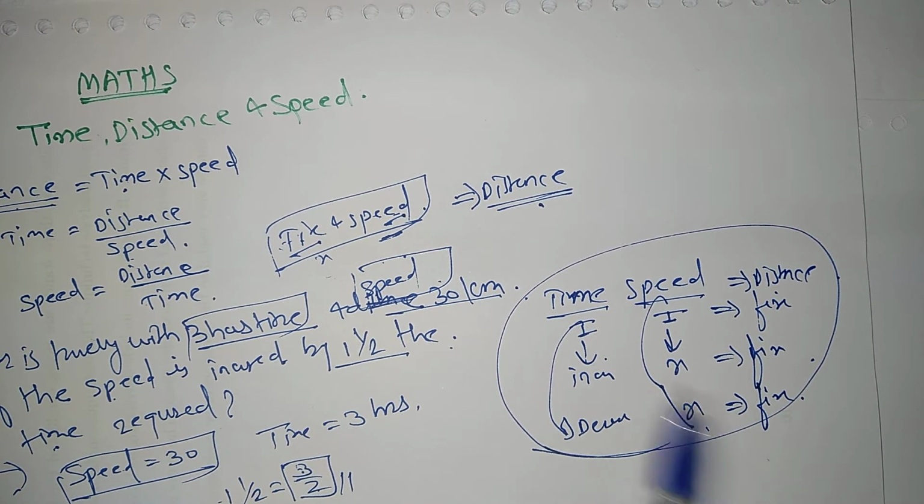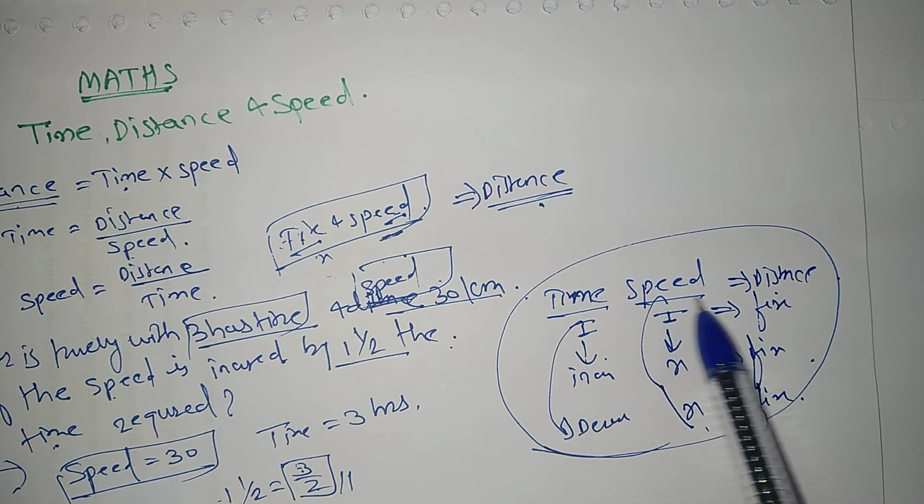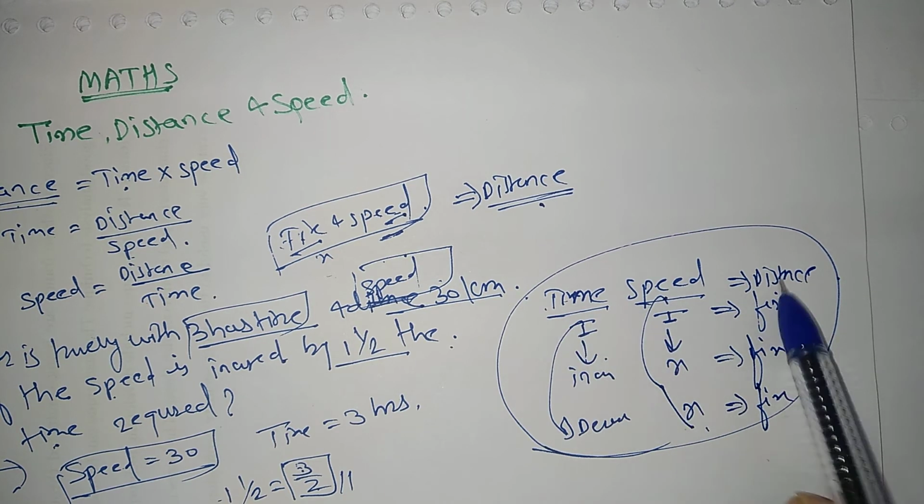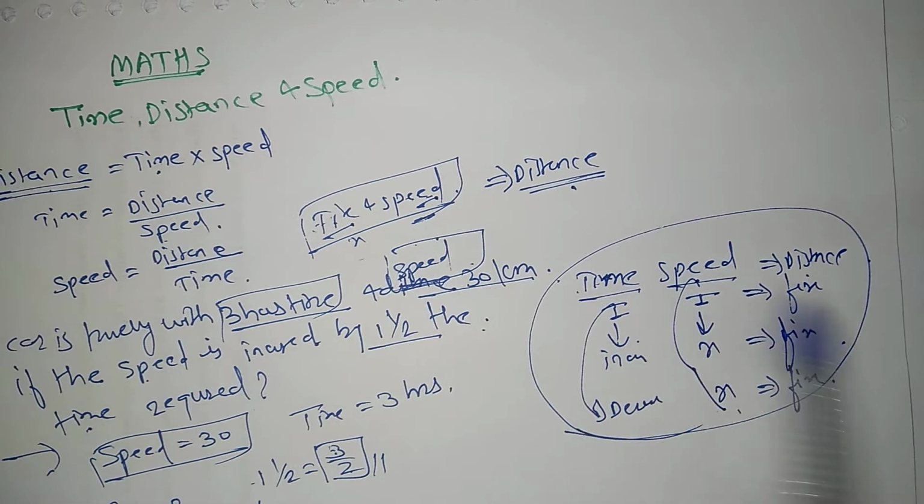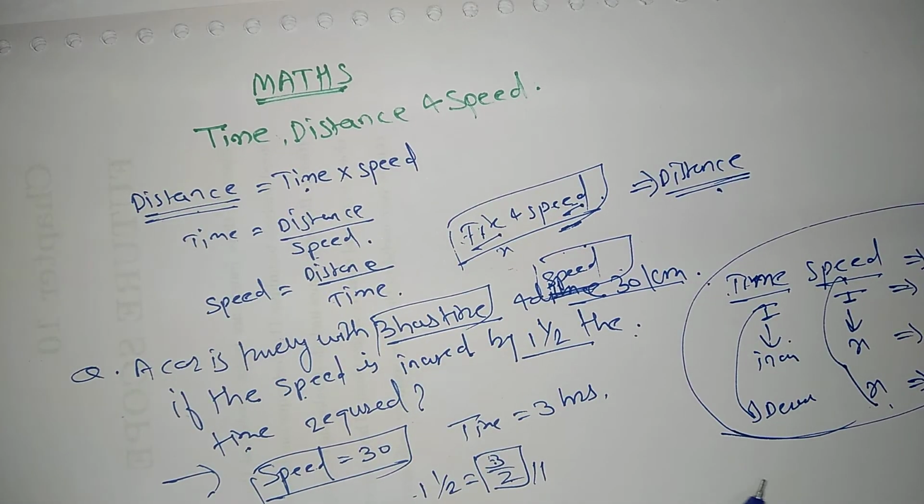Sometimes time will be fixed, and both other parameters you have to calculate. Sometimes speed will be fixed, and these two parameters you have to calculate. On the same line, they may ask you different problems on time, distance and speed.